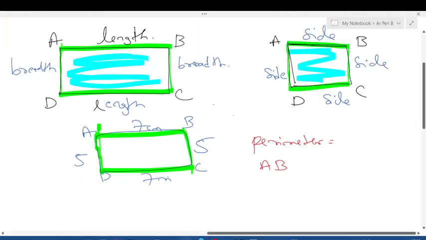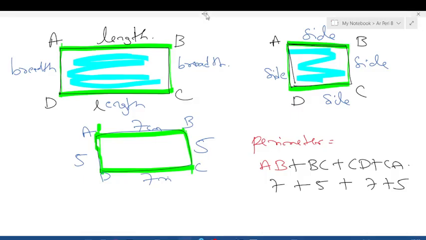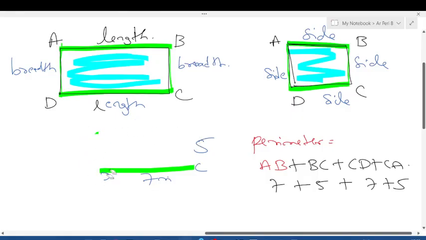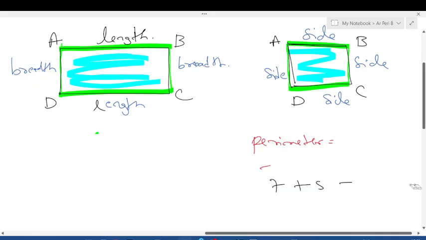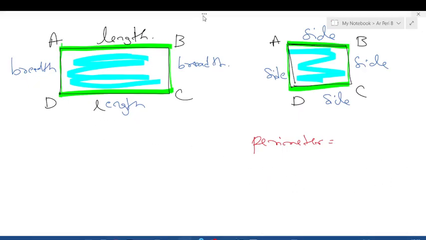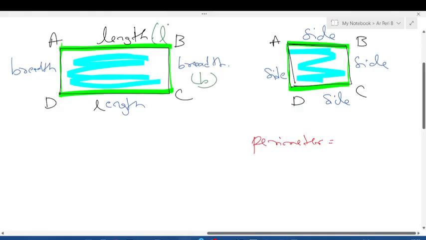So the formula to calculate perimeter: AB plus BC plus CD plus DA. What's the answer? 7 plus 5 plus 7 plus 5, right? So this is without formula, this is the concept. Now I'll give you all the formula. The same concept I will apply on this. Length I'll take as L, breadth I'll take as B.